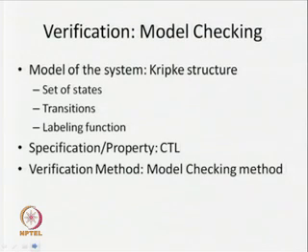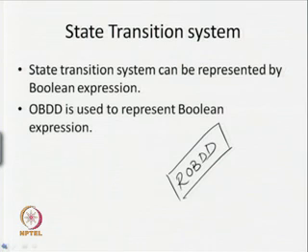Now, we have discussed a particular data structure called BDD, binary decision diagram, and eventually we have come to the reduced ordered binary decision diagram. With the help of BDDs, we can represent any Boolean expression, and we have seen that ROBDDs can be used to represent any state transition diagram, because a sequential circuit can be represented with the help of a state transition diagram, and the behavior of the state transition diagram can be represented with the help of ROBDD.